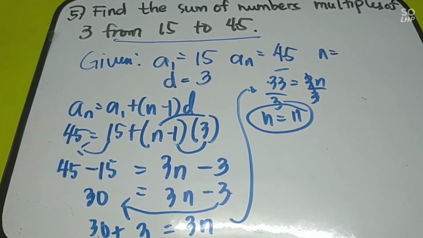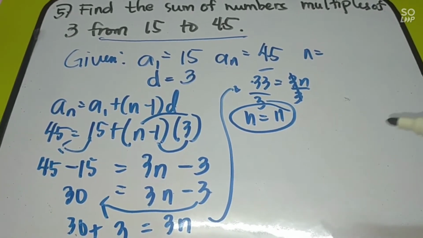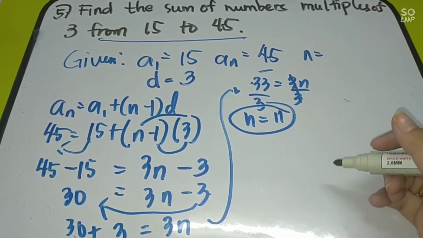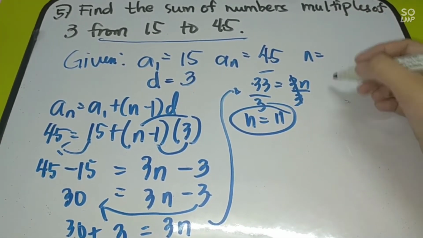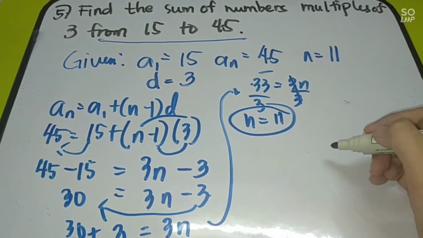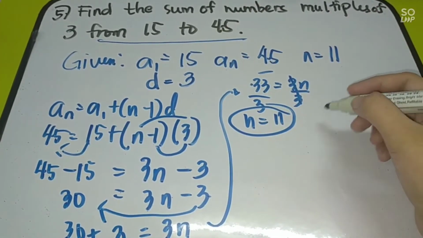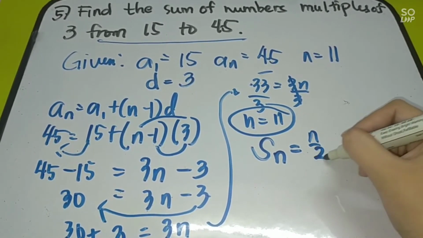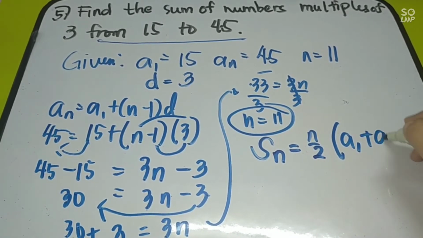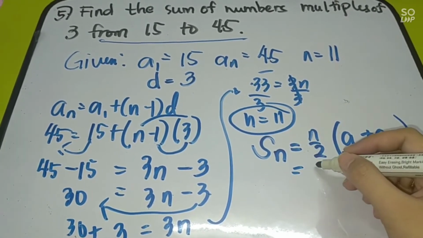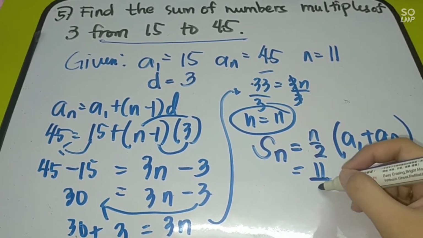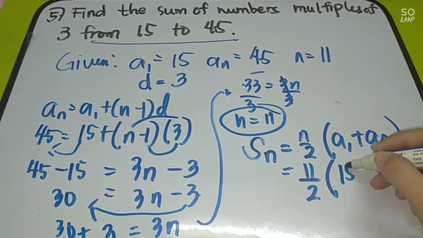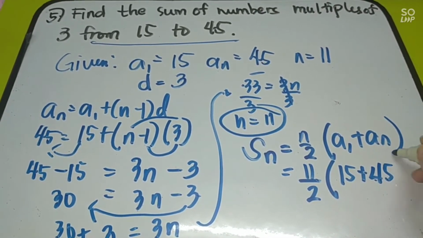Okay? So, i-apply nyo yung una nyo natutunan dun sa ating unang lesson kung paano natin makukuha yung n kapag ang nawawala natin is the number of terms. Then, since we have now your n, which is 11, punta ka na dun sa ating formula, yung merong last term at saka first term. Mas madali yun. n over 2 times a sub 1 plus a sub n. Ito yung mas madaling way. So, we have here 11, that is your n, divided by 2, multiplied by your first term, we have here 15, plus 45, your last term.